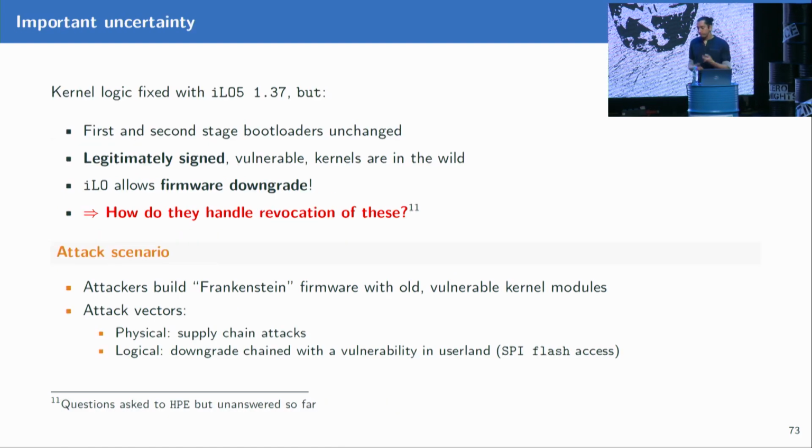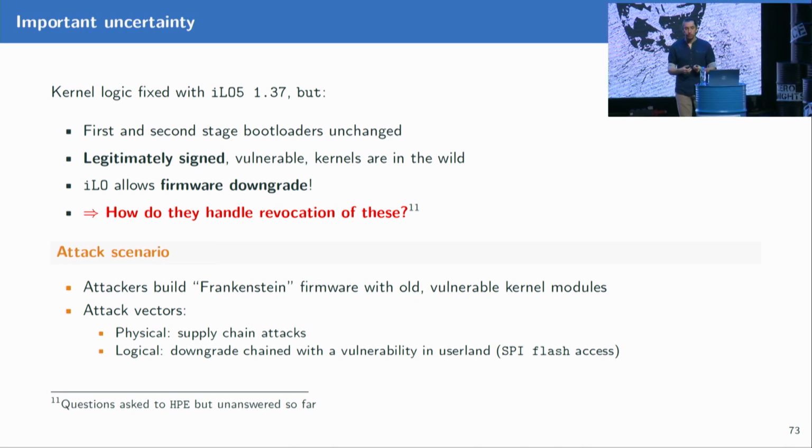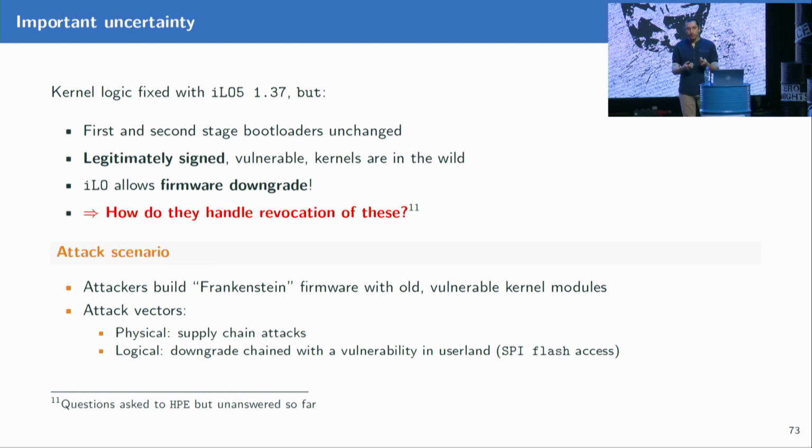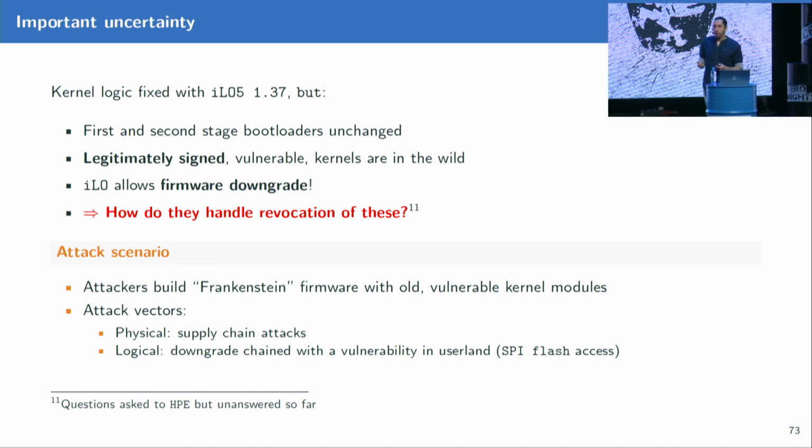But with this fix, we have some big uncertainty, because we reversed how they did the fix. Of course the kernel logic is fixed, so the logic error is corrected. But the first stage and second stage bootloaders are still totally unchanged. And we have legitimately signed vulnerable kernels, and what an attacker could do is build some kind of Frankenstein firmware using old vulnerable kernels and new modules, new userland backdoor modules. So we don't know how they handle, or if they are able to handle, the revocation of these vulnerable signed kernels. So it's a big issue.